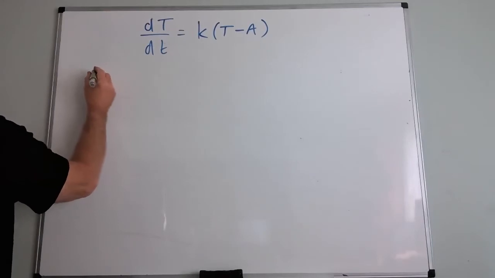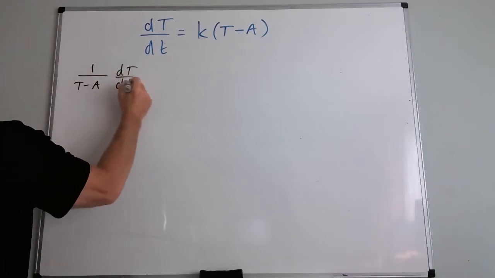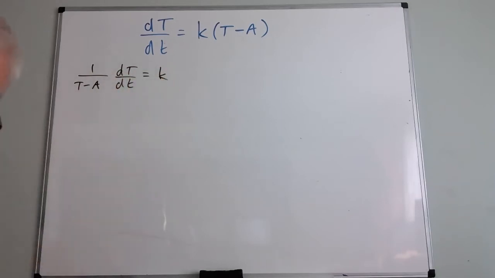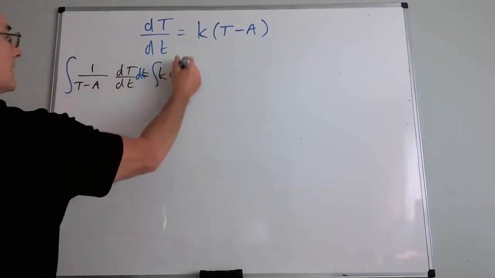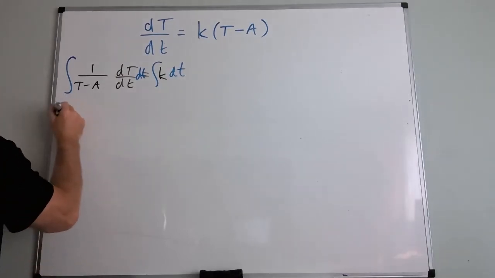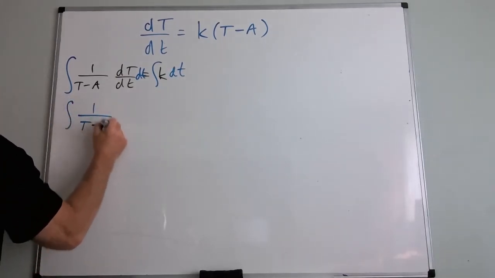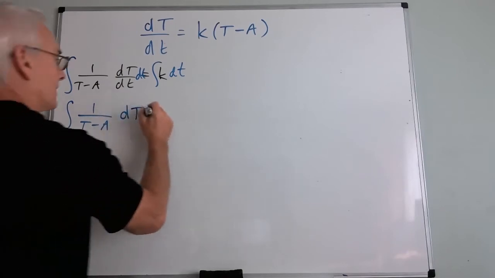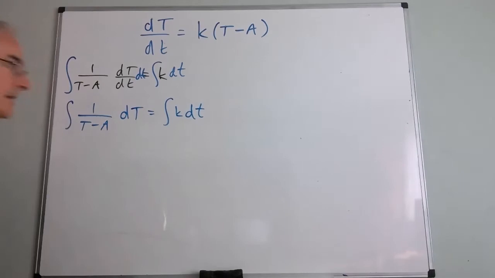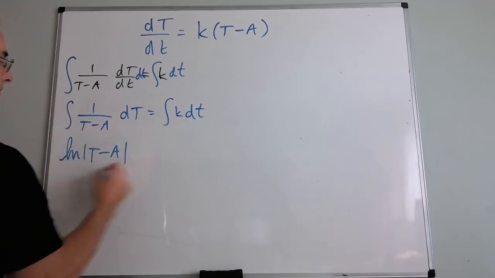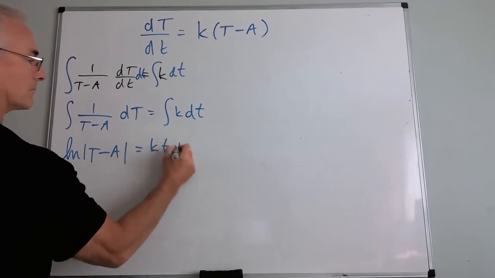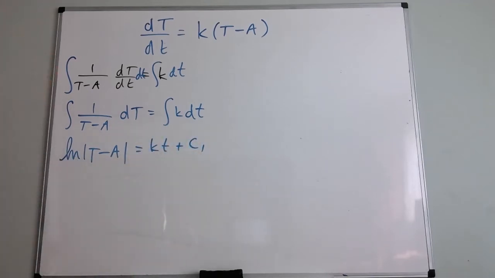So for me to solve this, like we did before, we're going to write 1 over T minus A dT equals K. And now I'm going to integrate both sides with respect to time, because that's my independent variable. And like the last problem, that means this becomes the integral of 1 over T minus A dT equals the integral of K dt, K being a constant. And like the last problem, this is going to be natural log. I don't need to do u-substitution on this one. So this looks very much like my population growth.